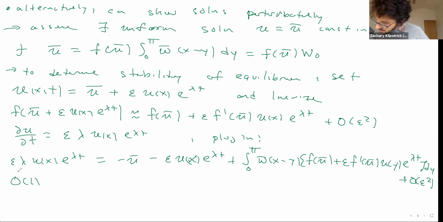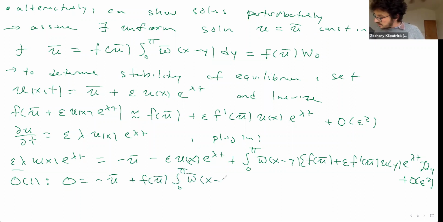If we go to order 1, we should not get any surprises, okay? Because we should just return to the homogeneous equation that describes our homogeneous solution, our flat constant solution. And that's indeed what we get. We get, in that case, 0 is equal to minus U bar, and then just this term here, plus f of U bar times the integral from 0 to pi of W bar of x minus y, okay? And this is our stationary constant solution, okay?